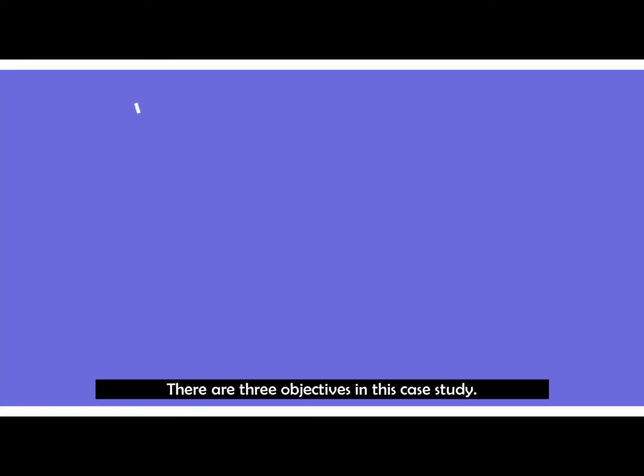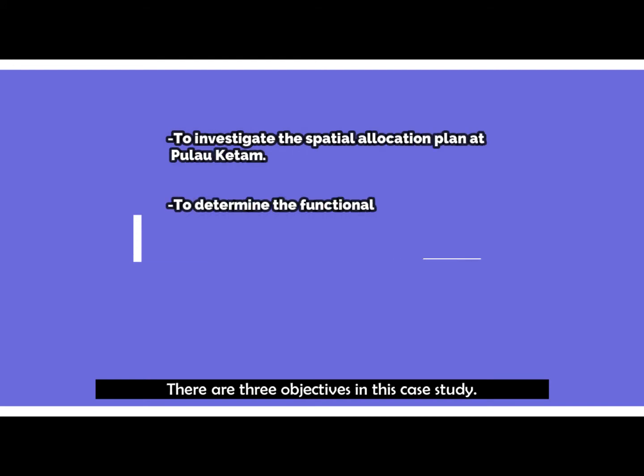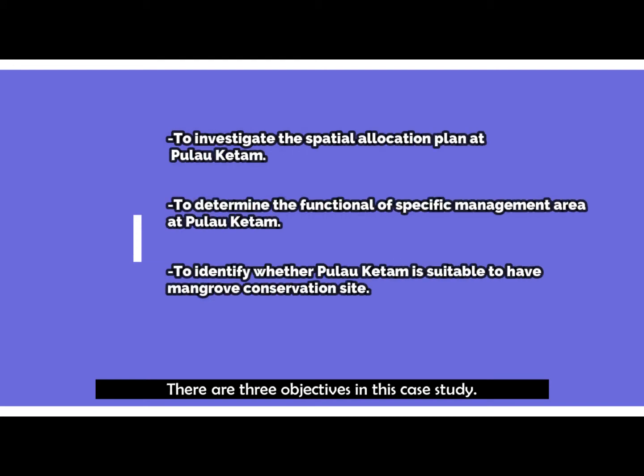There are 3 objectives in this case study. The first objective is to investigate the spatial allocation plan at Pulau Ketam. The second objective is to determine the functional or specific management area at Pulau Ketam. And the third objective is to identify whether Pulau Ketam is suitable to have a mangrove conservation site.